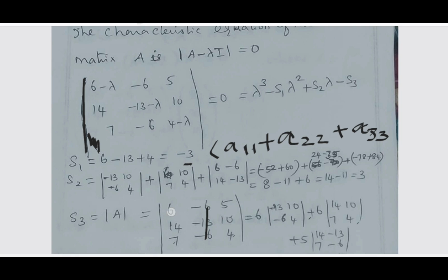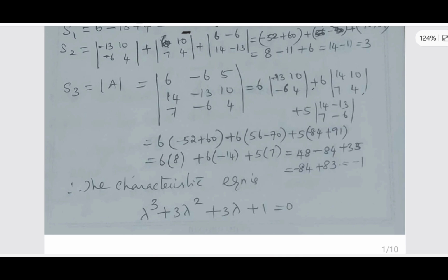Then the next one is the last element, which is 5. You delete the respective row and column and write the remaining determinant: 14, minus 13, 7 and minus 6. Is it clear? Now I have to find the determinant value. So I got here 6 into minus 52 plus 60, which is 8, then 6 into 56 minus 70, which is minus 14, then 5 into minus 84 plus 91, which is 7.